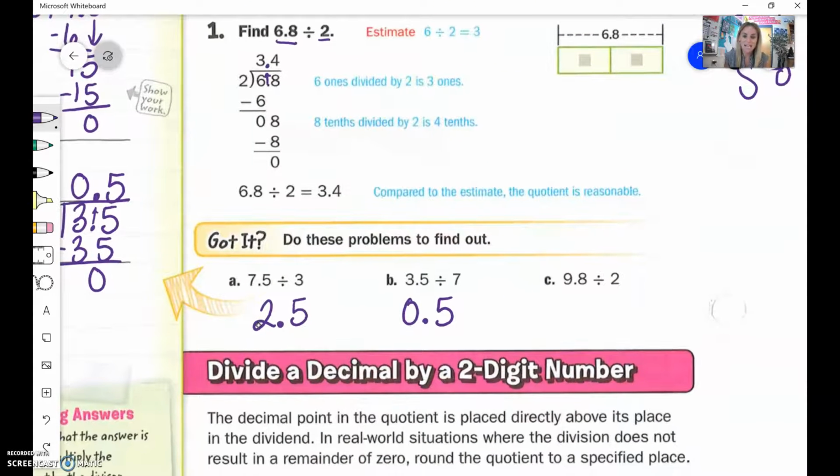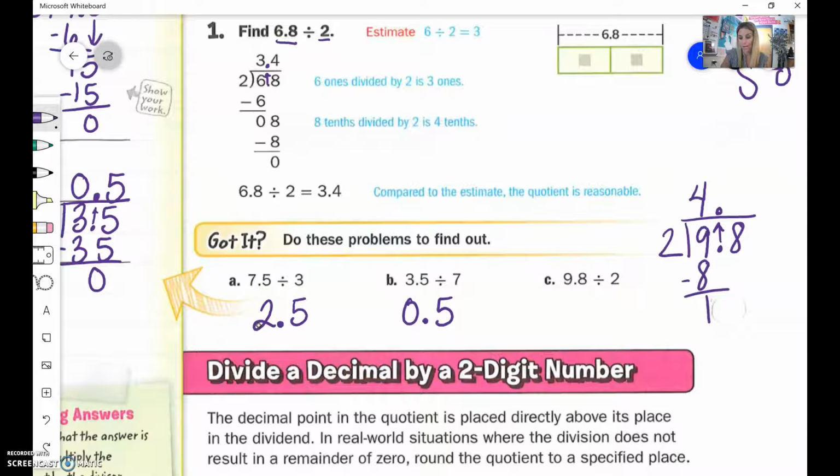You have 9 and 8/10 divided by 2. So 9 and 8/10 divided by 2. I'm going to take that decimal point and I'm just going to move it on up. Okay? So here we go. I have 9 and I'm dividing it by 2. So I know that that goes in 4 times. 4 times 2 is 8. I'm going to subtract and I'm left with 1.